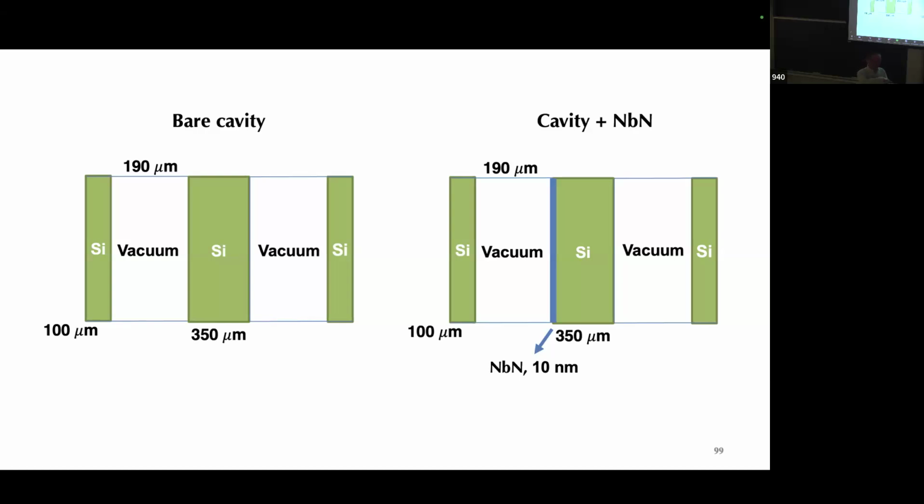I'll see. Yeah, so DC transport as a function of resistance versus temperature, inside the cavity and free space, we see a small shift, like millikelvin. Oh, that's something.